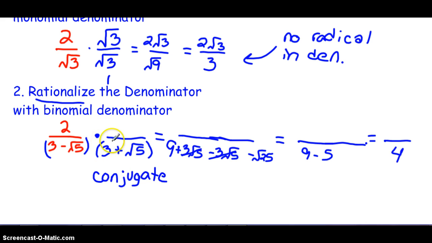So again, I can't just multiply the denominator by 3 plus root 5, so I have to also do the same thing to the numerator. And this will just distribute, so 2 times 3 is 6, plus 2 times root 5 is 2 root 5.